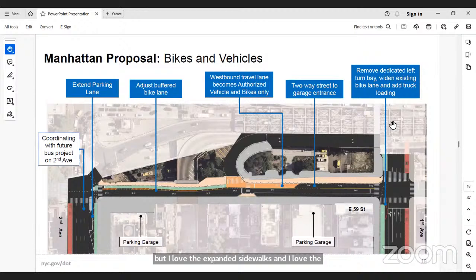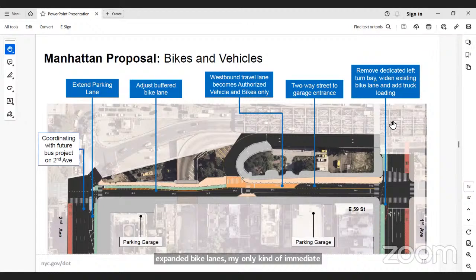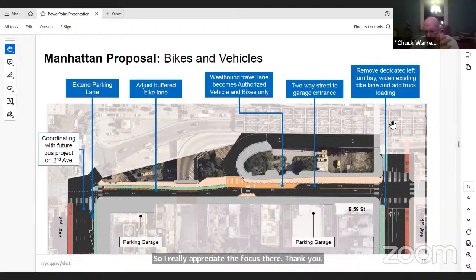My only immediate suggestion would be, instead of applying paint and flex posts, making more permanent structures. I understand there are budgetary limitations there and concrete limitations, but that's my biggest bit of feedback. But I don't want that to distract from the fact that I really like this proposal. I'm really thankful that these changes are coming, because this is the biggest pain point when traveling around the Upper East Side. So I really appreciate the focus there. Thank you. Thank you.